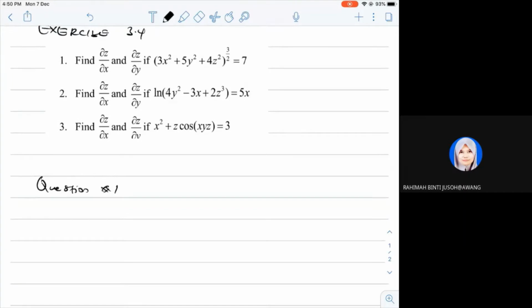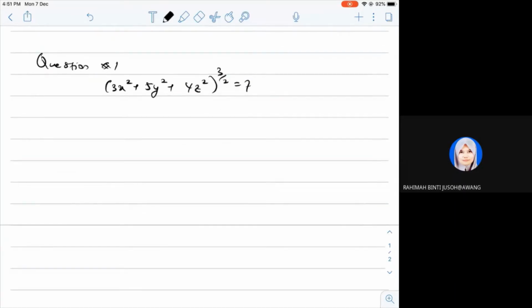Okay, it says that we have a function. As you notice here, see the variable z embedded inside the function itself. It is not a subject on the right hand side or left hand side. It is inside the function. So when we get a question like this, you have to solve it implicitly. So for question number 1, let me rewrite the equation: 3x squared plus 5y squared plus 4z squared to the power of 3 over 2 equals 7.